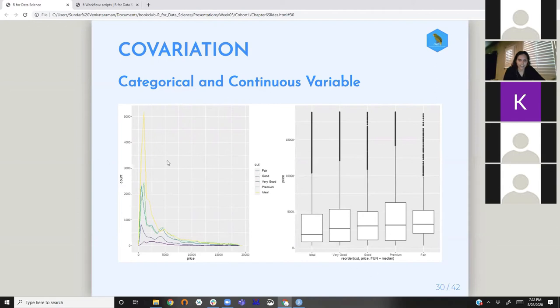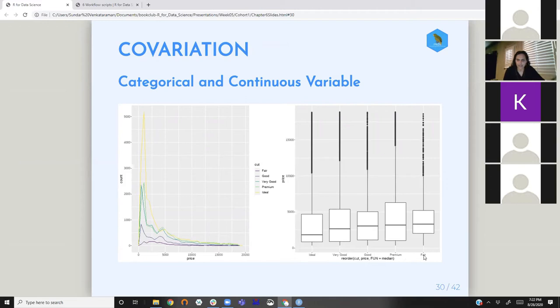This is your price, just two different ways of representing the same thing when you have a categorical and a continuous. You could do it by this, which is not a histogram, but it's almost like a line graph, and basically represents the same thing that a histogram would, but you can actually see where your different groupings are. So here you see that they are basically segregated based on the cut. And what you have here is the count, and this is your price.